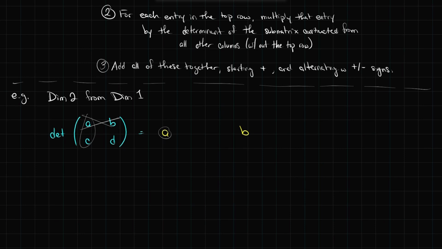A is in the first column, so I do the submatrix of not the first column, that's the submatrix D, so it's A times the determinant of D. Then I do the same with B: B times the determinant of everything except for the column B is in, which is the determinant of C. In step three, I add everything together with a plus sign and then a minus sign. So I'm left with A times the determinant of D minus B times the determinant of C, but I know what the determinant of a one-dimensional matrix is, so I get AD minus BC.